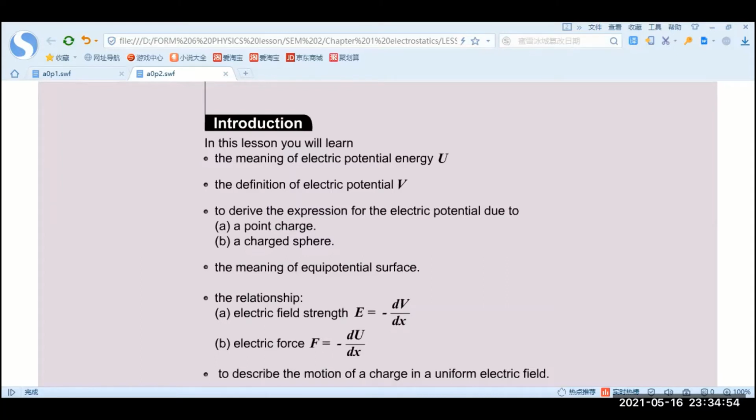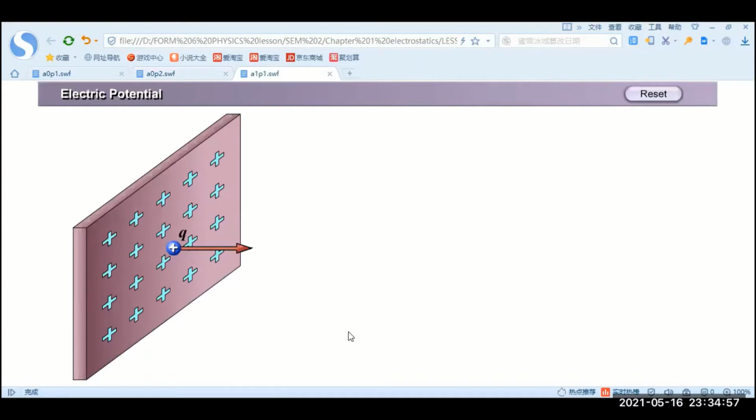Ladies and gentlemen, let's go to the next slide. Observe that there is a positive charge in the electric field, where this plate is charged with positive charge. If the plate is positive, the direction of the electric field is to the right. And how about the positive charge? When a positive charge is in the electric field, it will move away from the positive plate.